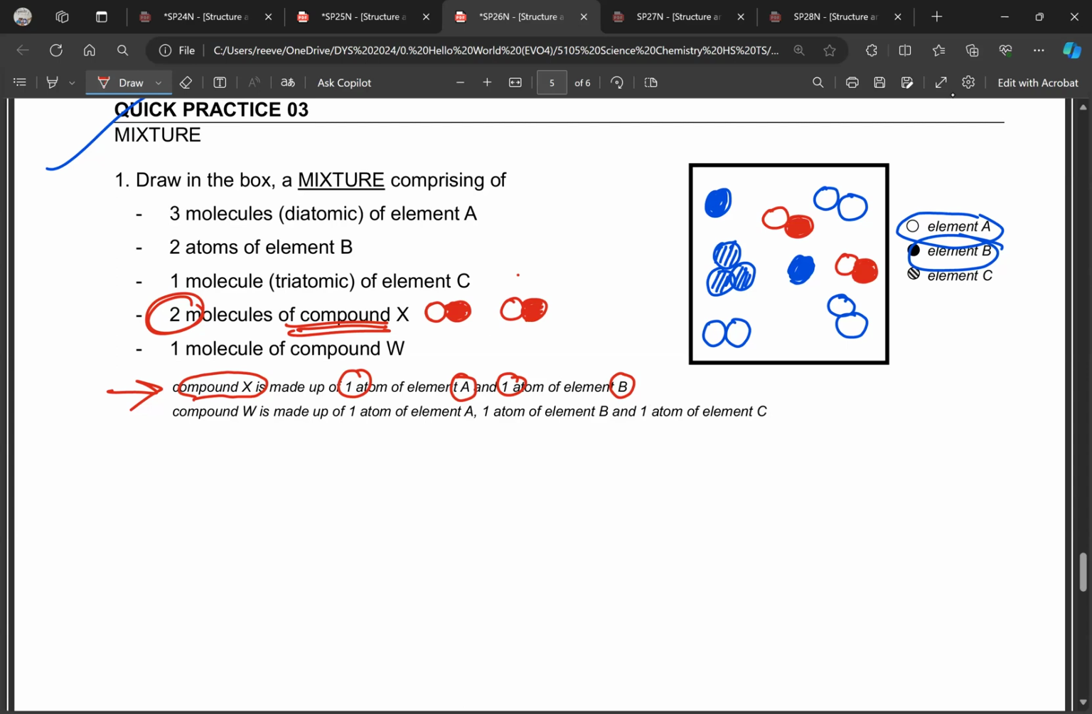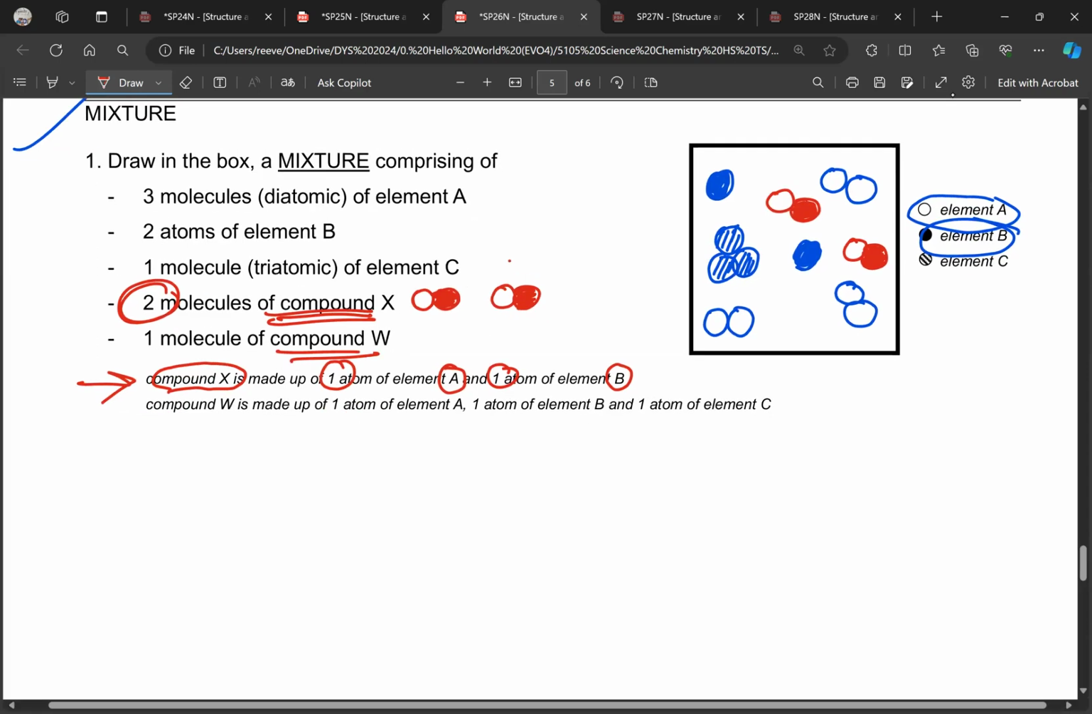The last one, do you know how to do it? Also a compound, and it's W. So W has what? W has A. I need only 1. B, I also need only 1. And C, I also need only 1. So like that, I'm going to draw inside. So it will be like that. Yeah, this is the answer.